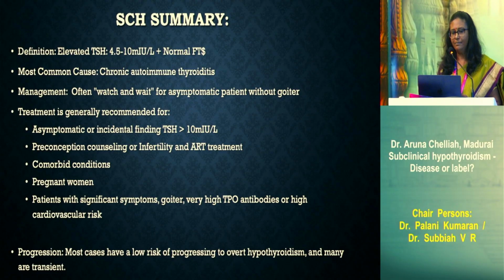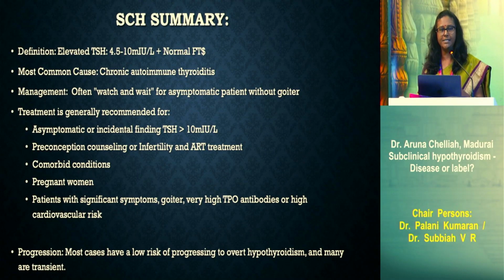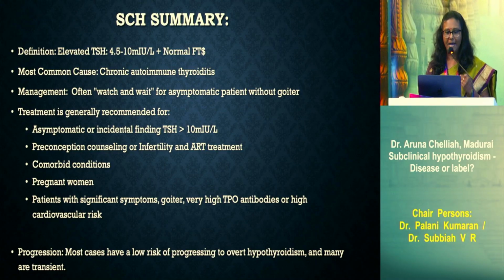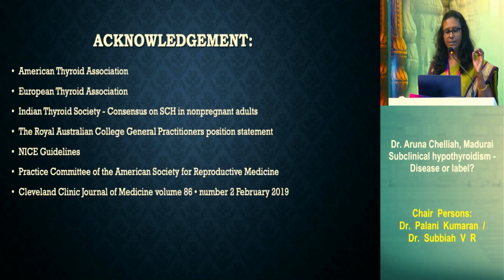So here we go, to summarize. In summary, elevated TSH with normal free T4, chronic autoimmune disease: manage, watch and wait. The treatment recommendations were already given, I'm not going to go over them. Progression has a low risk of becoming overt hypothyroidism.